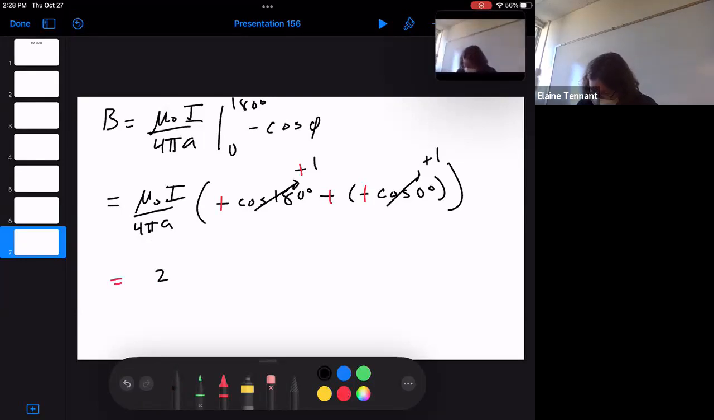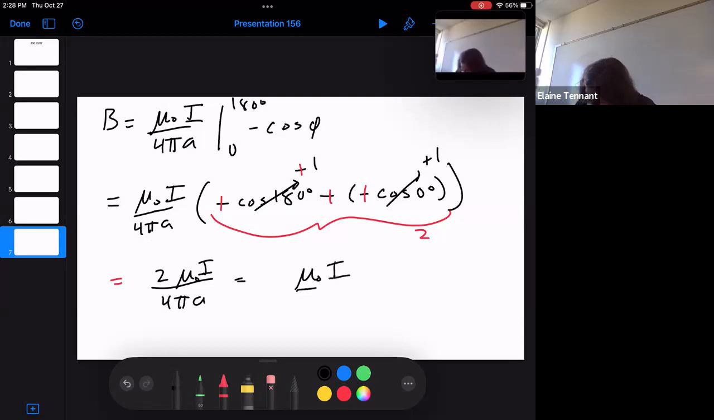So I have 2. Let me just note this whole thing is 2. I have 2 mu naught I over 4 pi a. Of course, this will become just mu naught I over 2 pi a. Okay, and this is the B field. And in this particular case, it was in the positive Z direction, right?